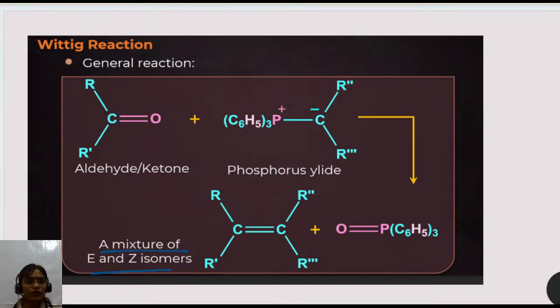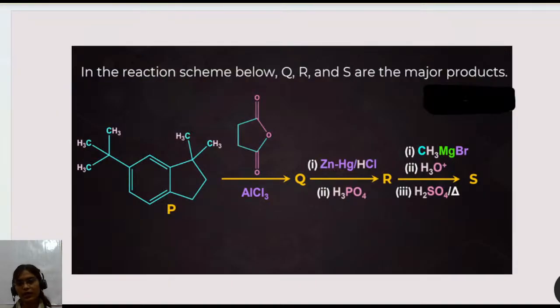Now let's solve a question. Just answer this question. In the reaction scheme below, Q, R, and then some S is there. First of all, this is a question for you. On the next slide, we will have some options. So till then, take your time, approximately 30 seconds, and then the option part.